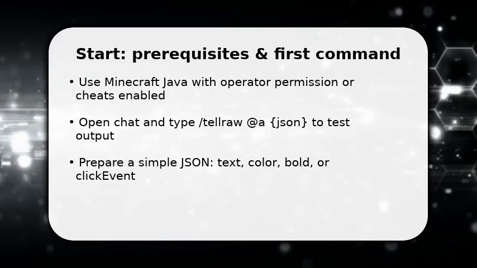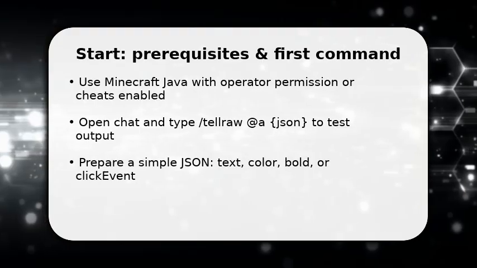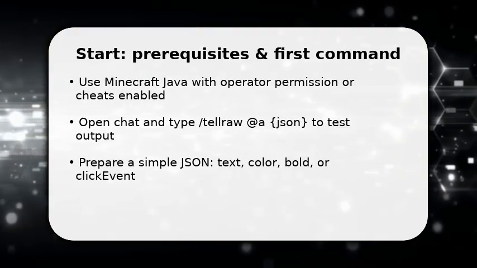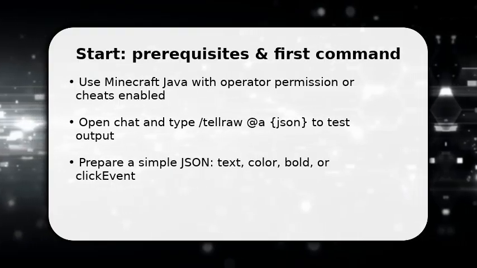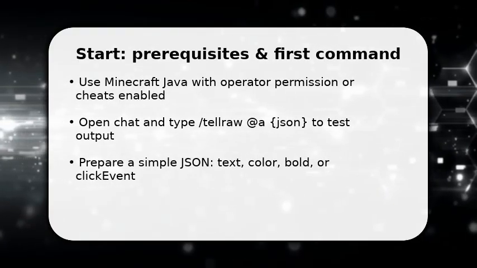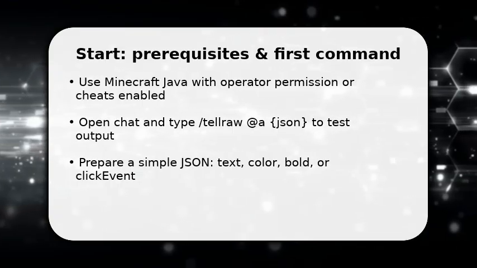You have operator access and the Java edition ready. Open Chat now and begin with a minimal JSON payload so you see immediate feedback. Start by typing /tellraw @a text. Hi, color, green to confirm basic output.